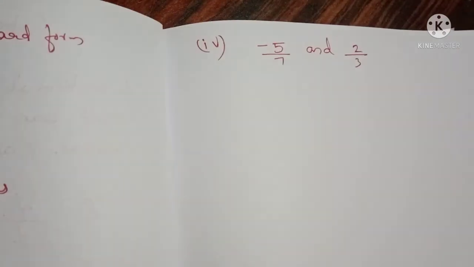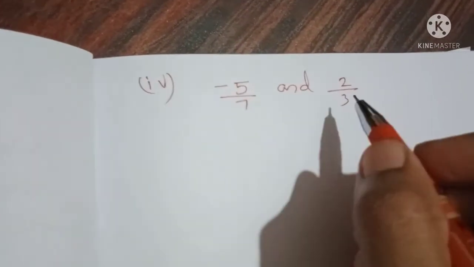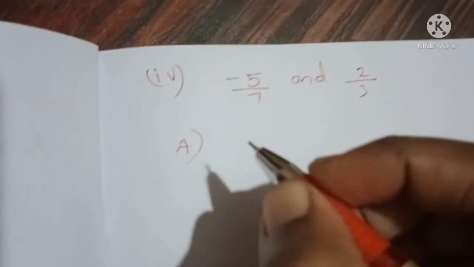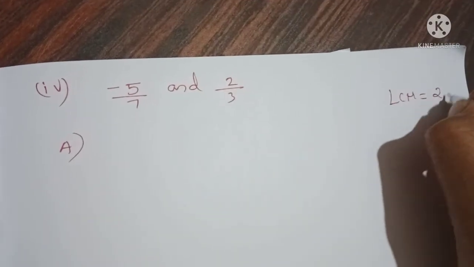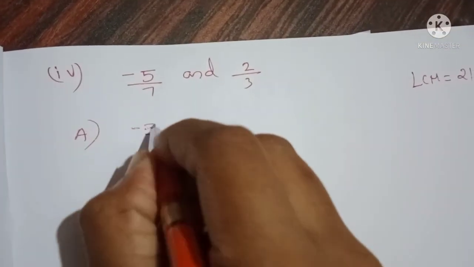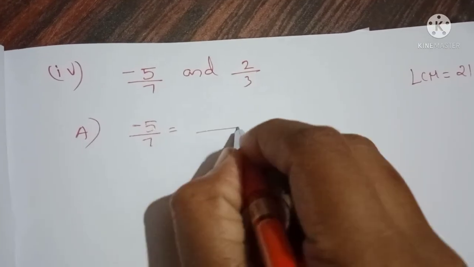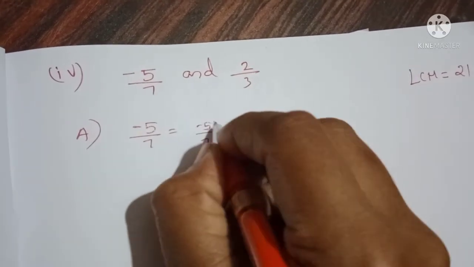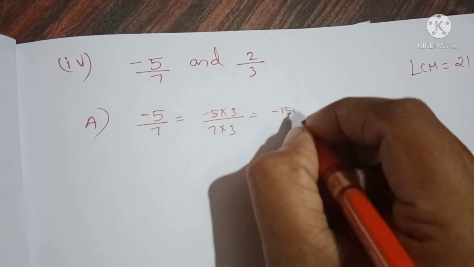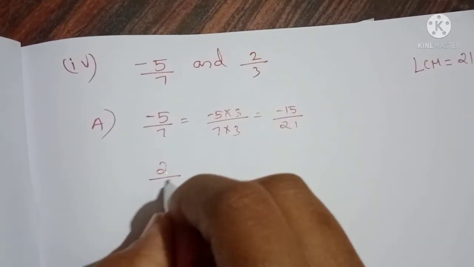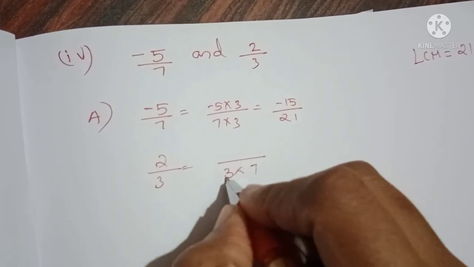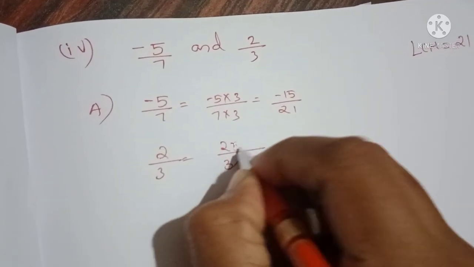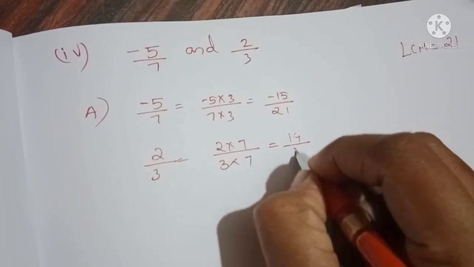Next question is minus 5 by 7 and 2 by 3. Here also the denominators are different, so we need to take the LCM. The LCM is 21 here. So for minus 5 by 7, we can convert the 7 into 21 by multiplying with 3. The numerator also you need to multiply with 3, so minus 15 by 21. Here 2 by 3, you need to convert 3 into 21, so you need to multiply with 7, and the numerator also with 7. So it becomes 14 by 21.